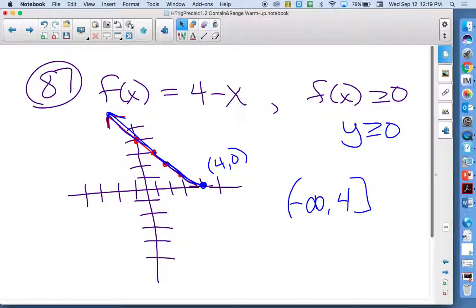Questions? I know sometimes the directions are going to be a little tricky and confusing. It's kind of like interpreting what the question is asking for. When in doubt, draw the graph. Draw a picture. Questions? Are there others that I didn't answer?